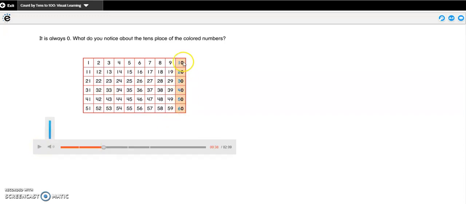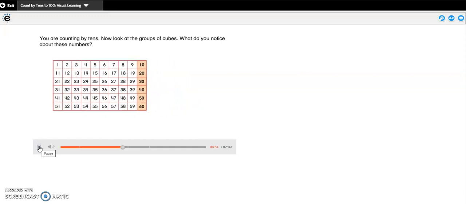What do you notice about the tens place of the colored numbers? Okay, let's see if we can see a pattern when we're looking at the tens place. 1, 2, 3, 4, 5, 6. Do you hear a pattern? I hear one. It's a counting pattern. It goes up by 1 each time. What number are you counting by when you count the colored numbers? You are counting by tens.